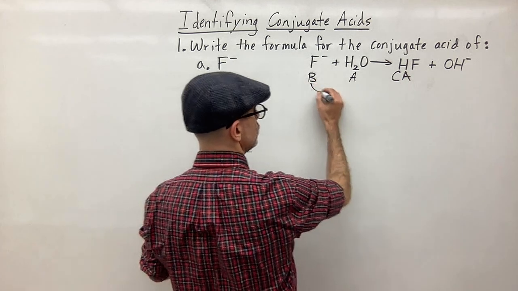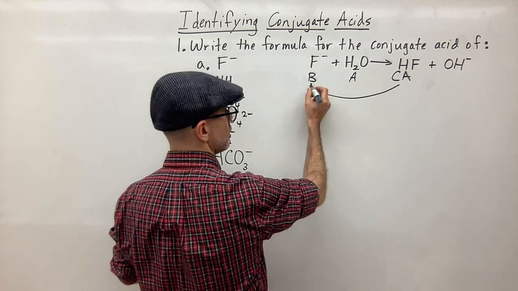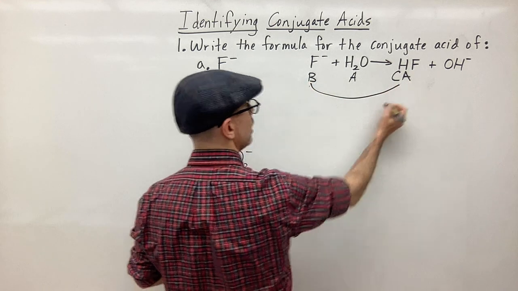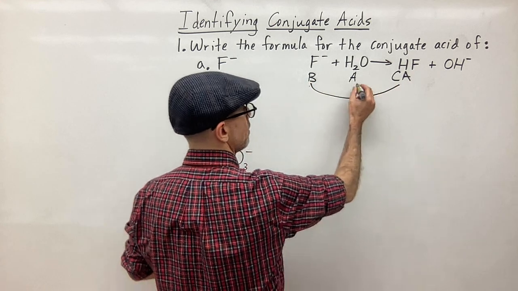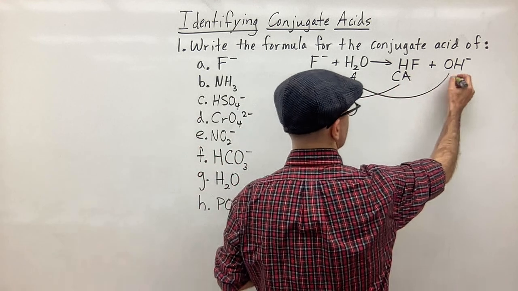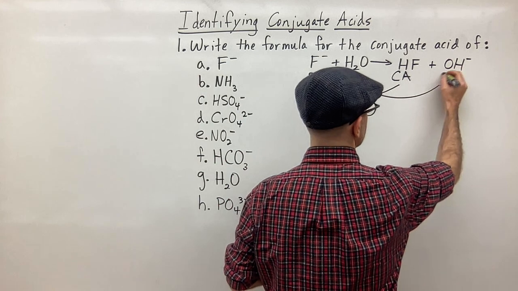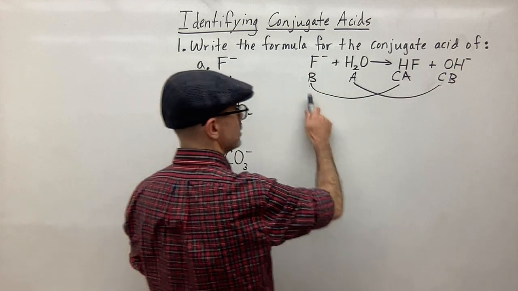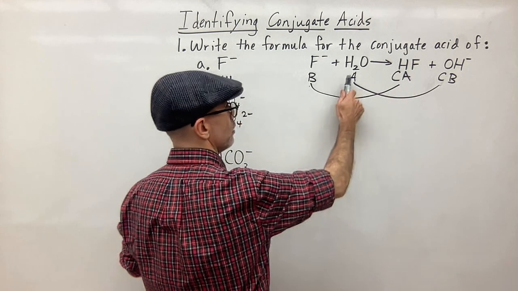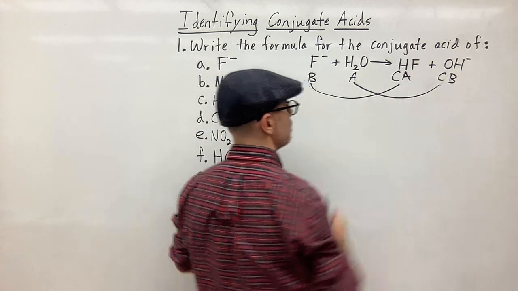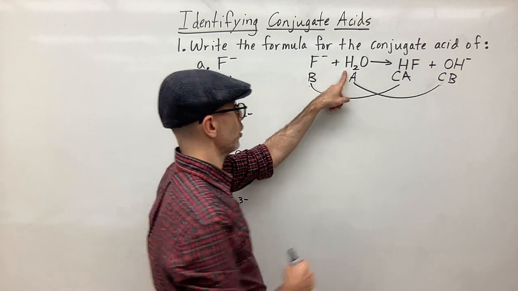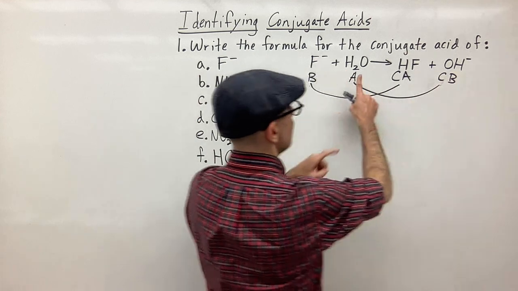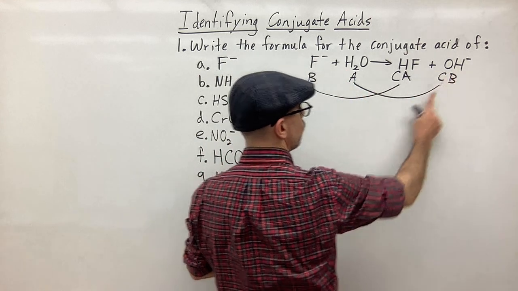So these two are the base and conjugate acid pair, and this is the acid, and this is the conjugate base pair. So we have the base and the conjugate acid paired together, and we have the acid and the conjugate base paired together. And notice that the water and the hydroxide ion differ by the transfer of one hydrogen.